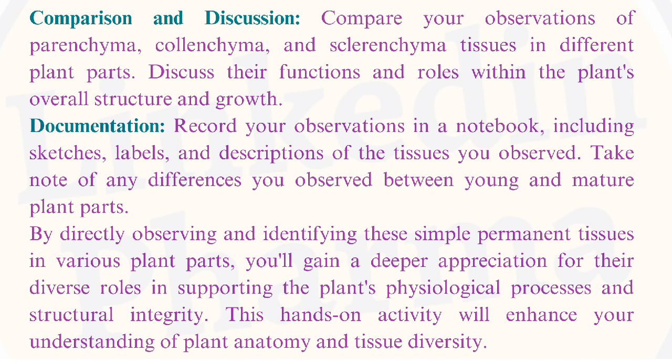Comparison and discussion: compare your observations of parenchyma, collenchyma, and sclerenchyma tissues in different plant parts. Discuss their functions and roles within the plant's overall structure and growth. Documentation: record your observations in a notebook, including sketches, labels, and descriptions of the tissues you observed. Take note of any differences you observed between young and mature plant parts.